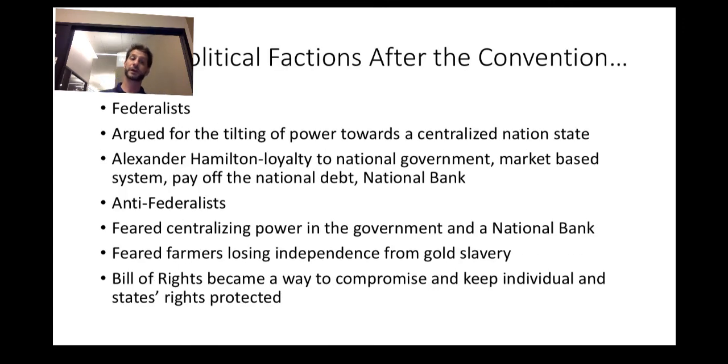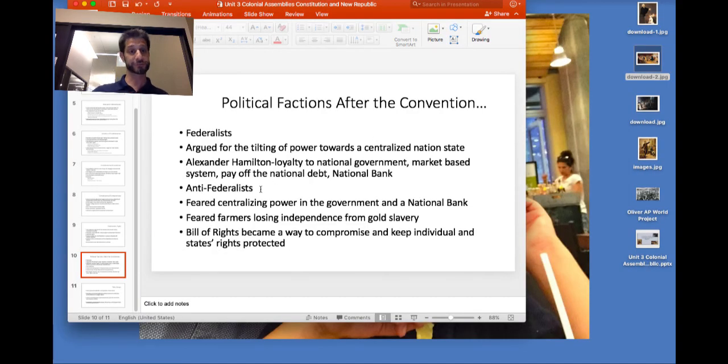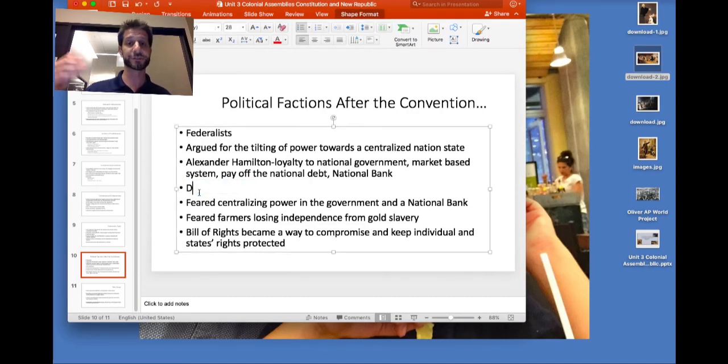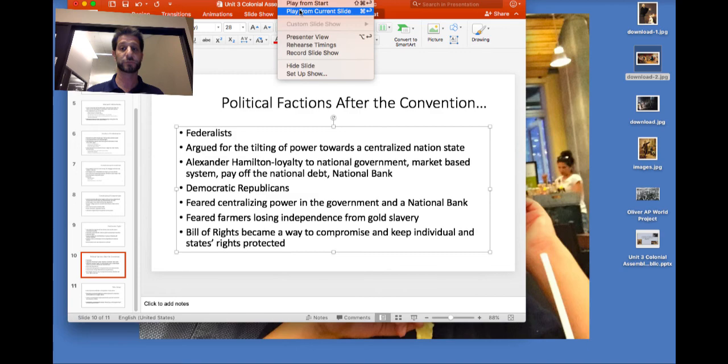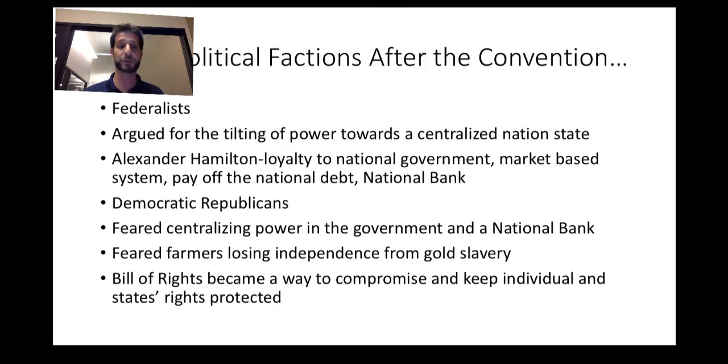So how does this affect us once all of this is done? Well, we end up with 2 factions in the country when we're done. The Federalists continue, and they argue for tilting power towards a centralized nation state. For example, Alexander Hamilton, who is loyal to a national government, wants to create a nation system with a market-based system, pay off the national debt, and create a national bank to attract investors.